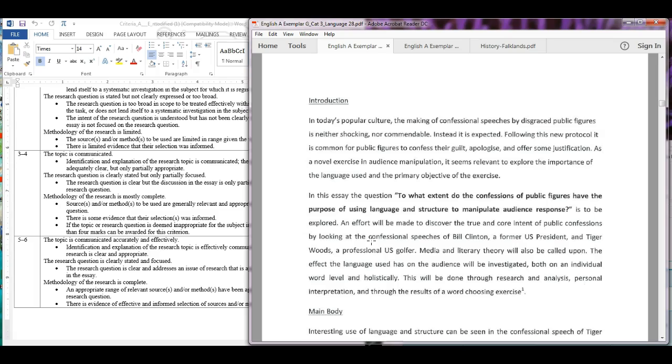This will be done through research and analysis, personal interpretation, and through the results of a word choosing exercise. So right there, we see their methodology. This is how they're going to go about doing their research and what they're going to look at.